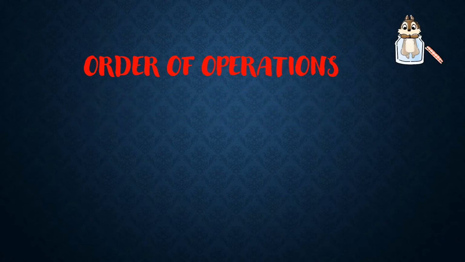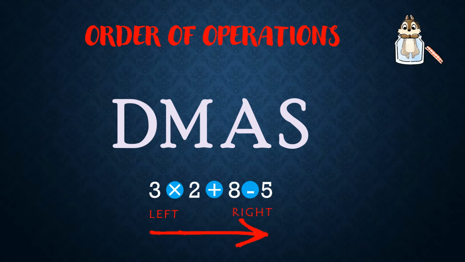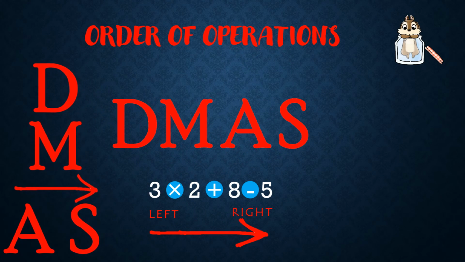Let's recall order of operations or DMAS. DMAS is a short word to remember the order of operations. When we have two or more operations in a problem, we carry out these operations in a certain order. The order is to move from left to right, and D stands for division, M stands for multiplication, A stands for addition, and S stands for subtraction.